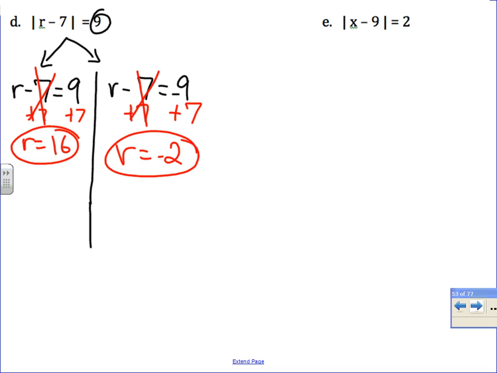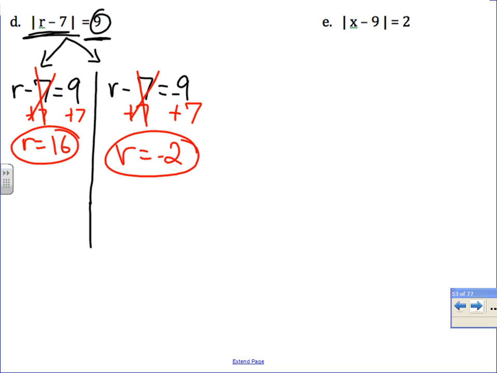If we take 16 and plug it back in, 16 minus 7, I'm back up here, okay, is 9. The absolute value of 9 is 9. Okay, if we take negative 2 and plug it in, negative 2 minus 7 is negative 9. The absolute value of negative 9 is positive 9. So that works as well. Always go back and check to make sure both those numbers work.